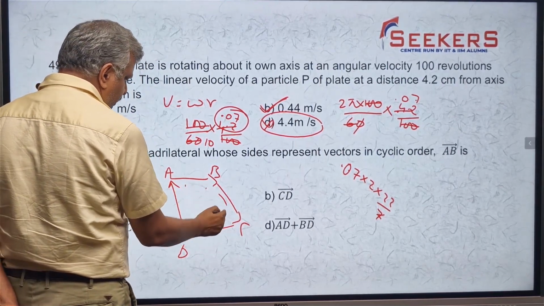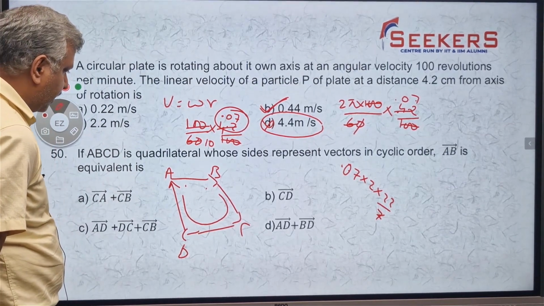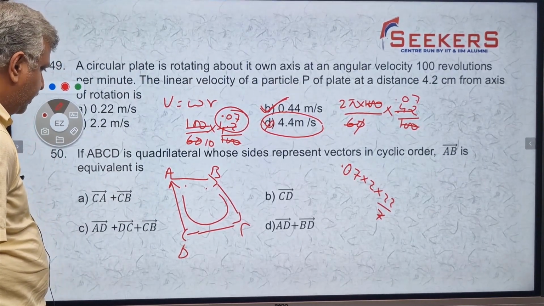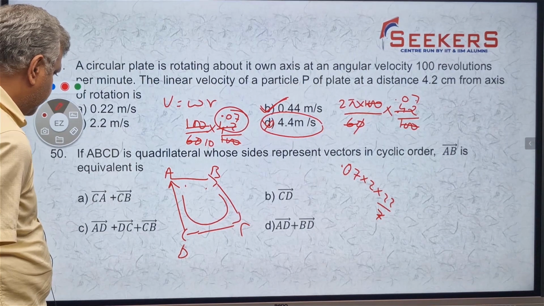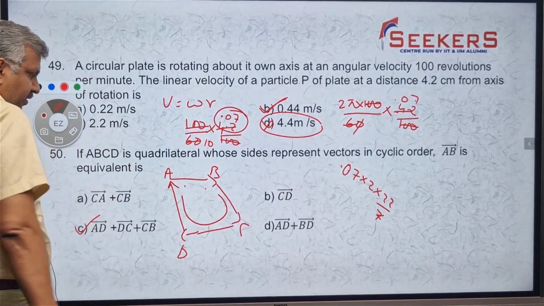So the AB vector will be equal to the negative of the sum of all the other vectors. So BC, CD, DA, but the negative of this. So AD, DC and BC. So option C is the right one.